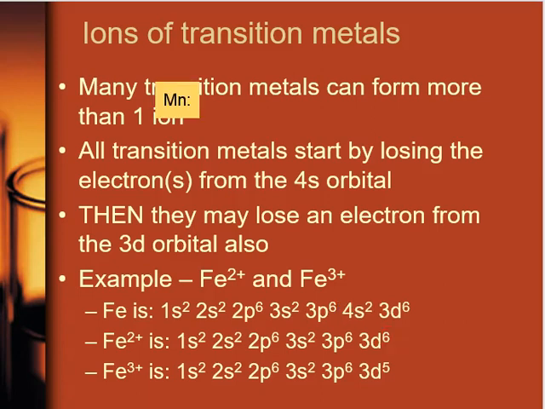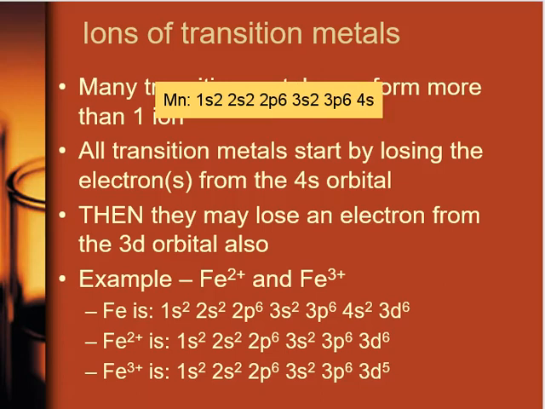So let's consider manganese for a second. If you find manganese on the periodic table, it is number 25 on the periodic table. So its electron configuration is going to be 1s2, 2s2, 2p6, 3s2, 3p6, 4s2, 3d5. Now manganese, you may or may not remember from redox, but manganese forms a 2+ ion, Mn2+.